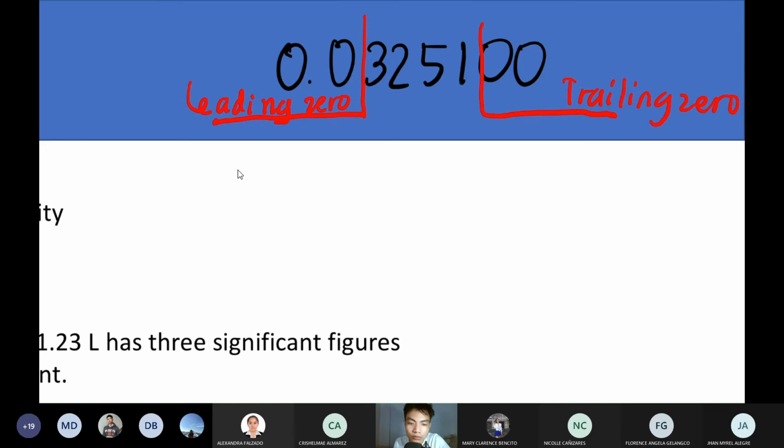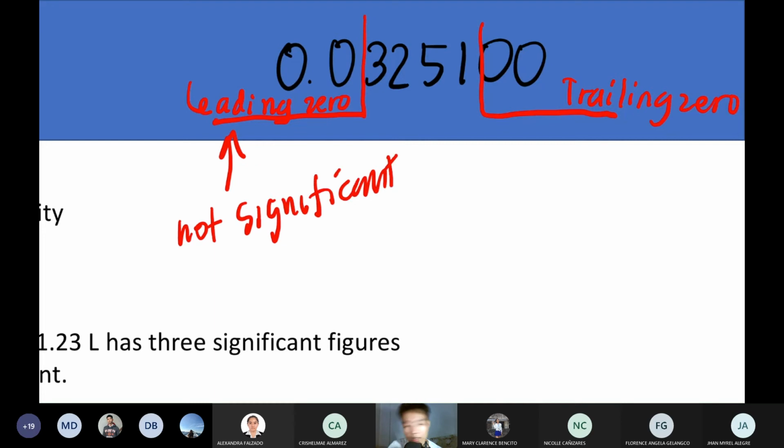Since there are 2 types of zero, yung isa dyan, yung sinasabi sa rule number 3 na not significant, ano yun? Leading zeros. Leading zeros are not significant.